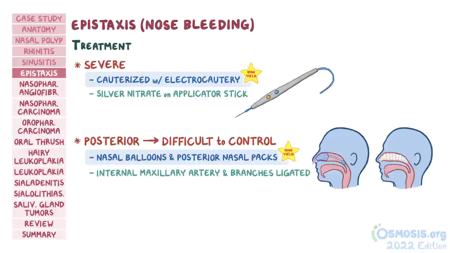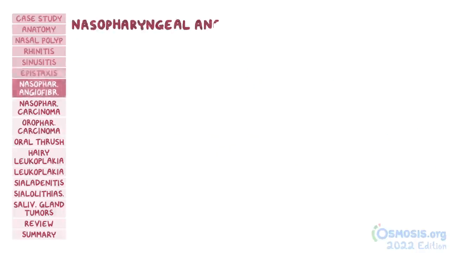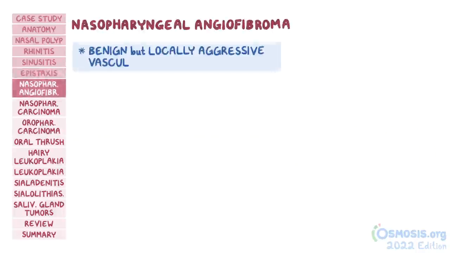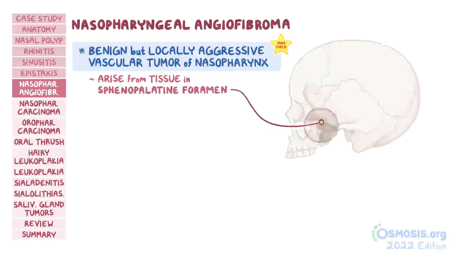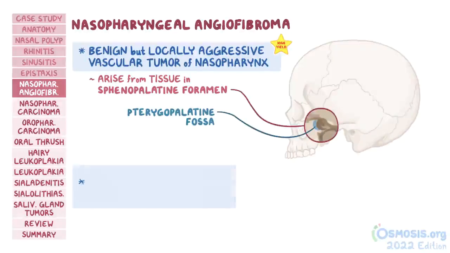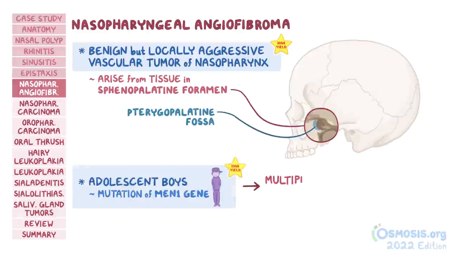Before we move on, we need to discuss another cause of nose bleeding, which is nasopharyngeal angiofibroma. It is a benign but locally aggressive vascular tumor of the nasopharynx that arises from the tissue in the sphenopalatine foramen, an orifice which connects the nasal cavity with the pterygopalatine fossa. It might also be useful to know that it mostly affects adolescent boys, and that it's associated with mutations of the MEN1 gene, which causes multiple endocrine neoplasia type 1.